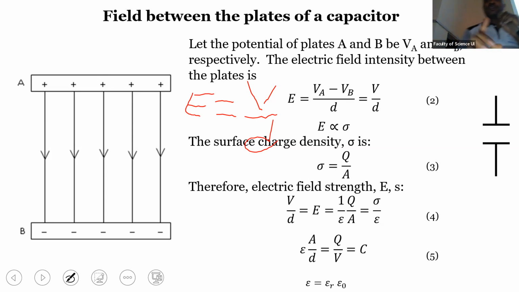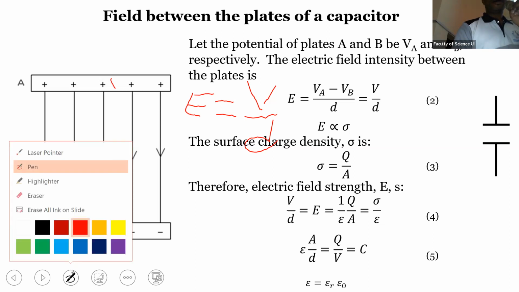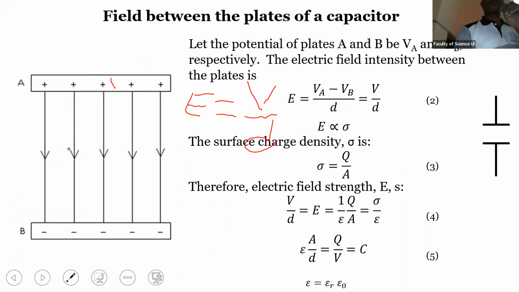So the summary of this is that V here is the potential difference between the plates, and that is VA minus VB. So when we know the potential difference between the plates divided by the distance, then we can talk about the electric field intensity.